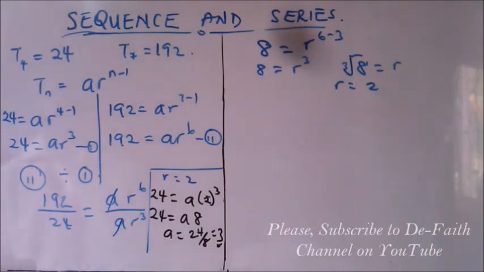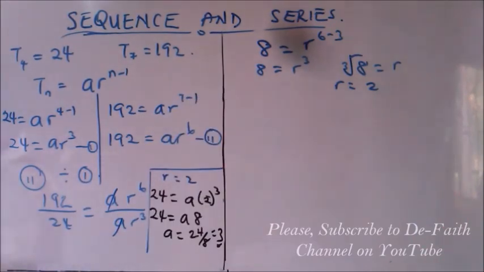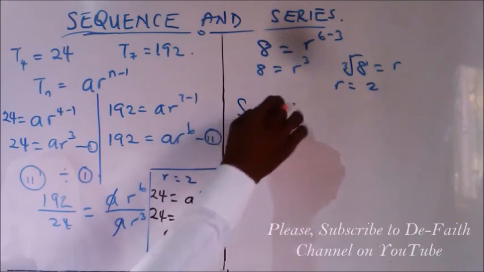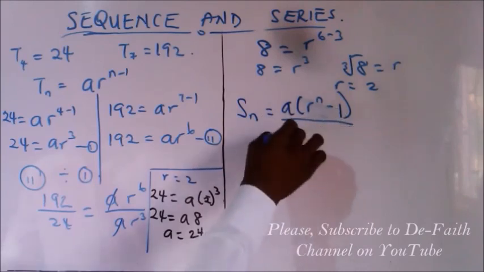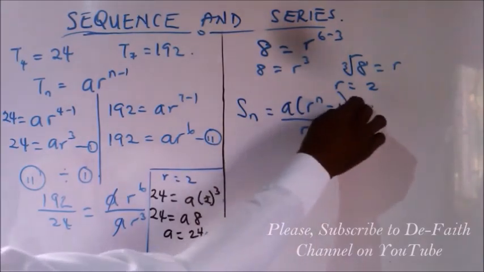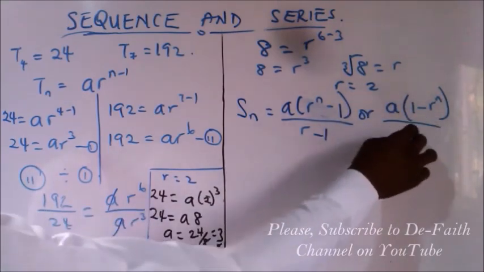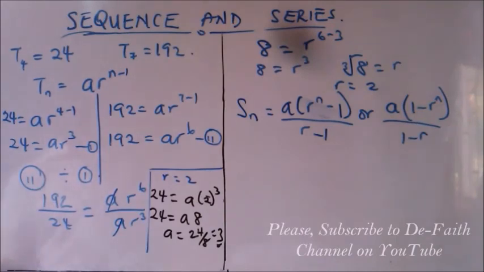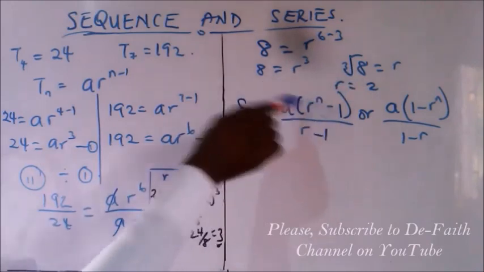Next, we were told to find the sum of the first 8 terms. In GP, we have two formulas for sum of n terms, which is A into bracket R raised by n minus 1 over R minus 1, or A into bracket 1 minus R raised by n over 1 minus R. We will use one, and the one we use depends on the value of our R. If our R is greater than 1, we will use this. But if R is less than 1, we will use this. And in this case, our R is 2, and so we'll make use of this.